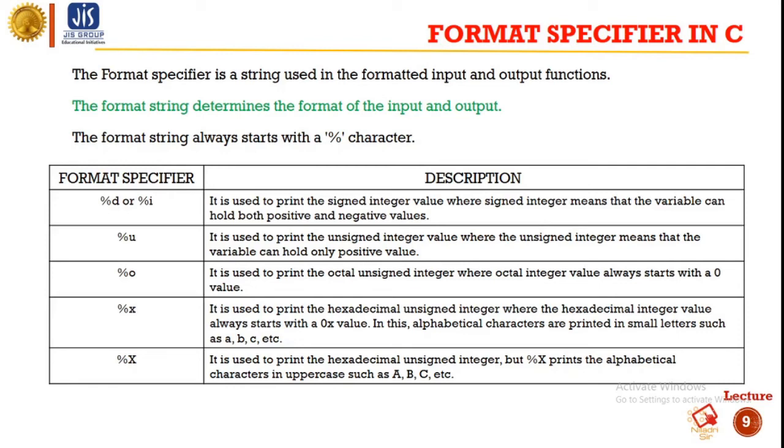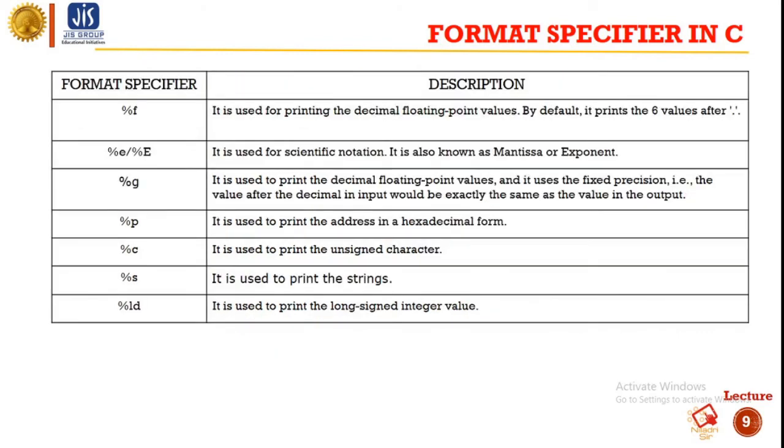Next one is %f. It is used for printing decimal floating point values. By default it prints 6 values after the decimal point. Next one is %e, small e or capital E. It is used for scientific notation. It is also known as mantissa or exponent.